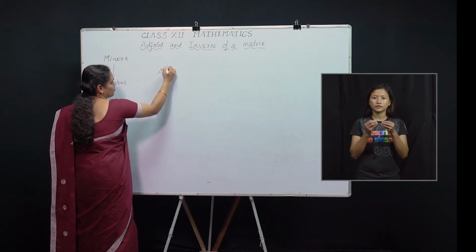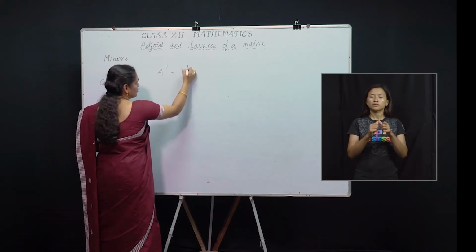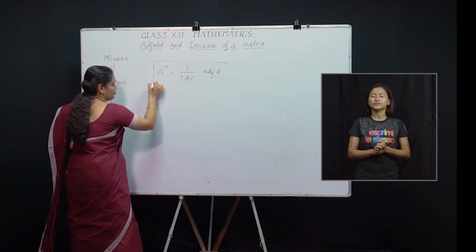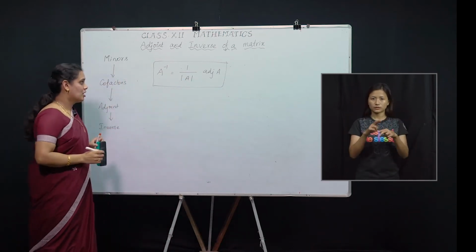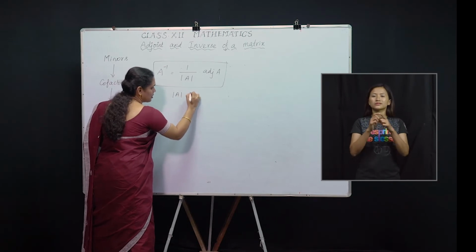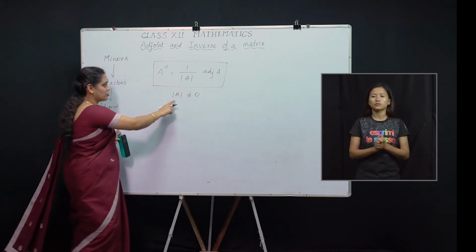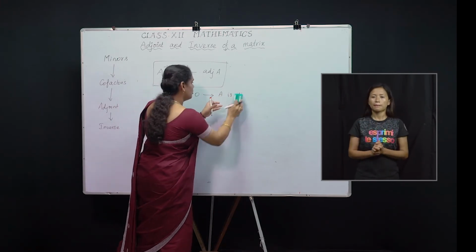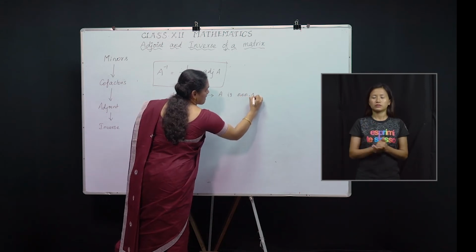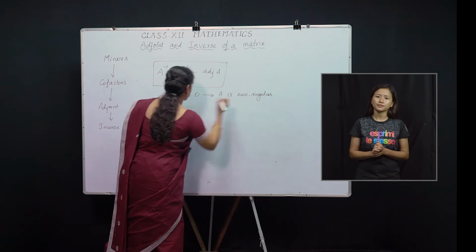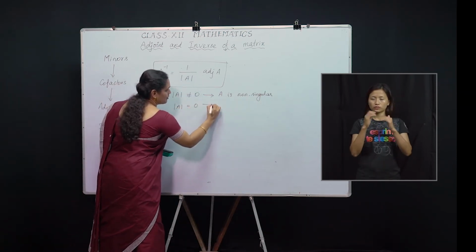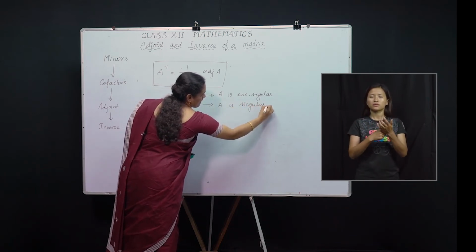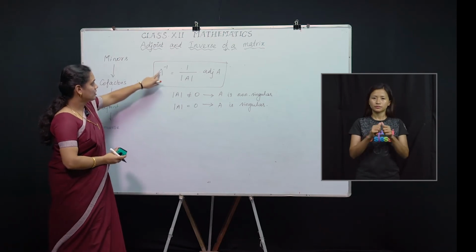Next, I will give you the formula to find the inverse of a matrix. A inverse equals 1 by determinant of A times adj A. This is the formula to find the inverse of a matrix, provided determinant of A is not equal to 0. Determinant of A should not be 0. In this case, A is said to be non-singular. If determinant of A is equal to 0, then we call this matrix a singular matrix. If A is non-singular, then the inverse exists.